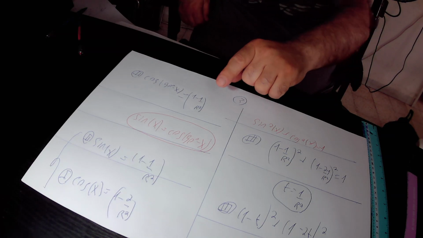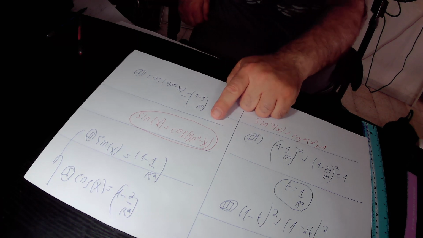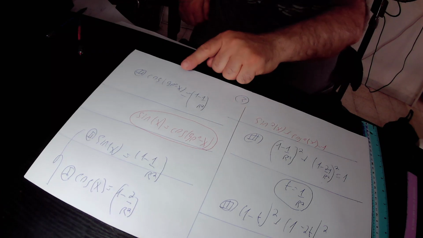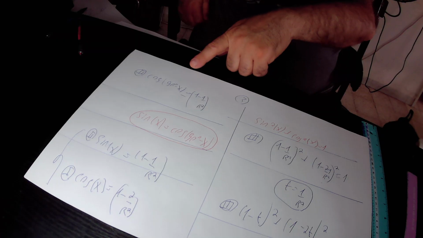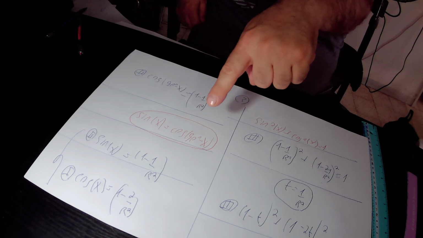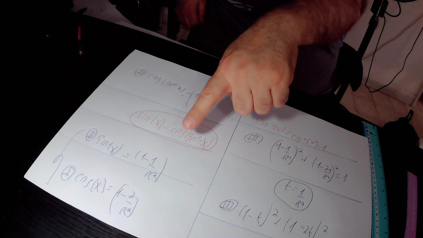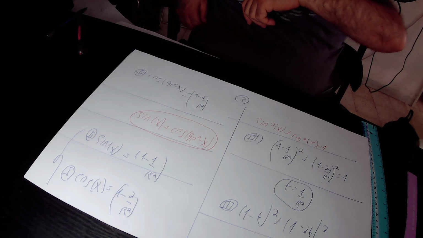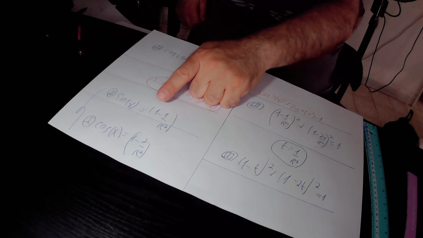We have the trigonometric identity that states that sine of x equals cosine of 90 degrees minus x. Therefore, according to this identity, we can substitute cosine of 90 degrees minus x in equation 2 by sine of x. According to this identity, sine of x equals 1 minus 1 over r squared. This is according to equation 2. According to equation 1, we already found out that cosine x equals 1 minus 2 over r squared.